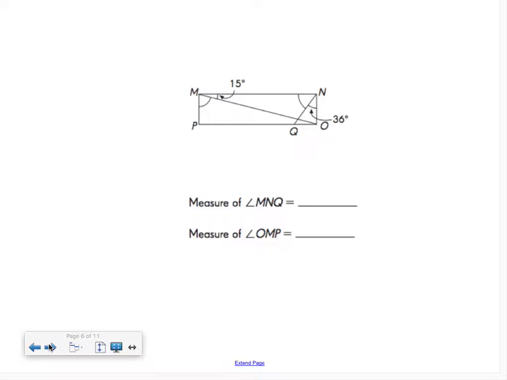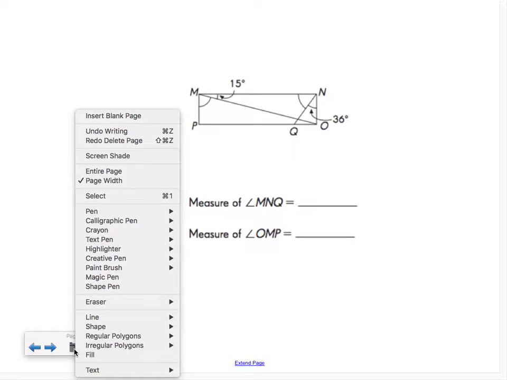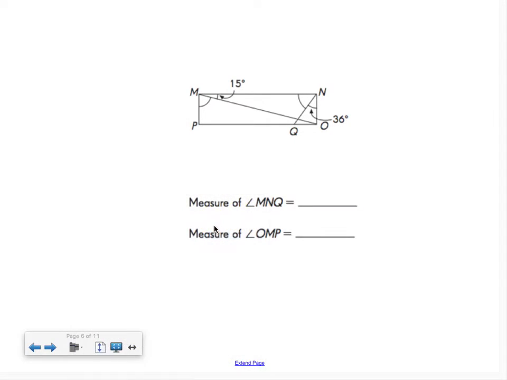Okay, now we've got one of these crazy figures, which I think confused some people today. So I'm going to get my highlighter. And it says the measure of angle MNQ. So I take my highlighter, M. Oops, I messed up already. Let me get my highlighter again.